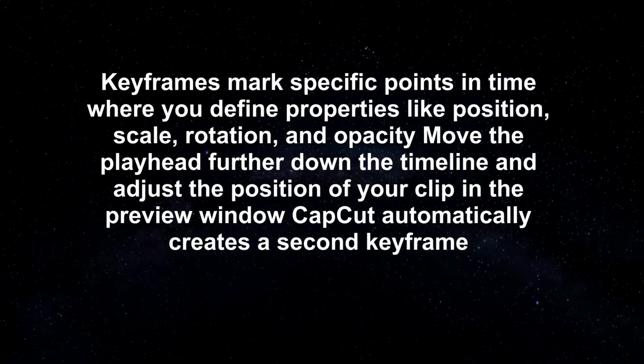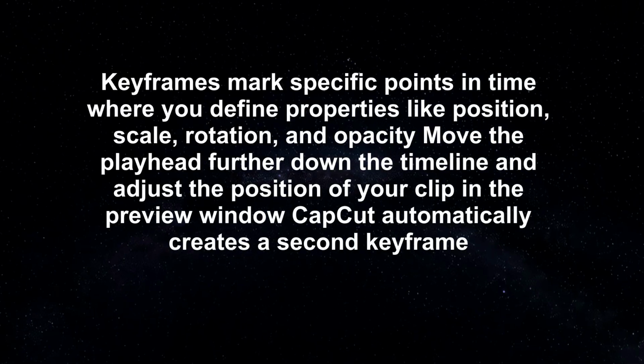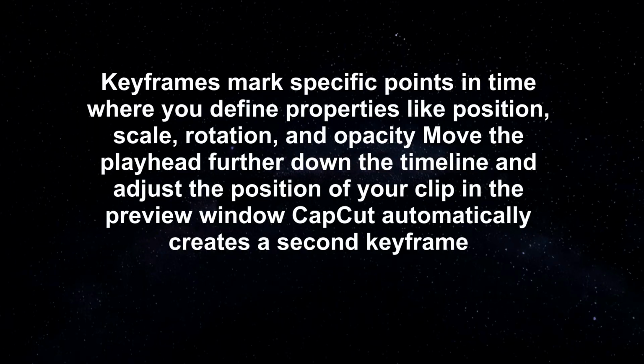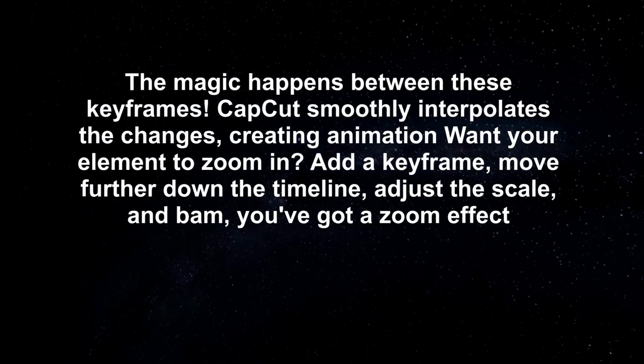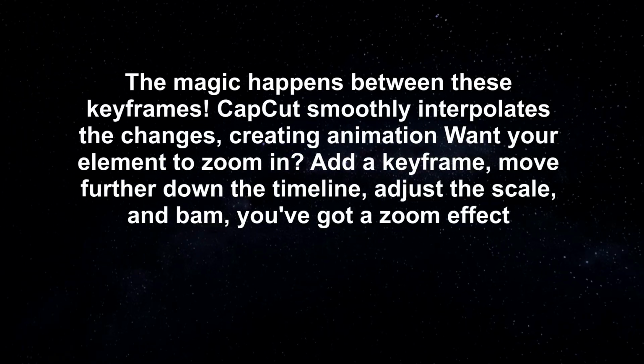Move the playhead further down the timeline and adjust the position of your clip in the preview window. CapCut automatically creates a second keyframe. The magic happens between these keyframes. CapCut smoothly interpolates the changes, creating animation.